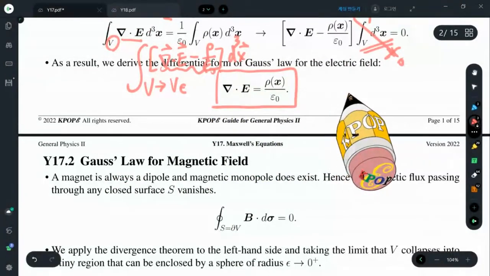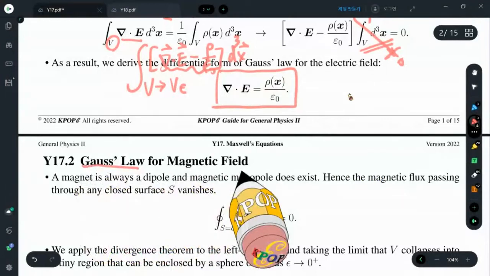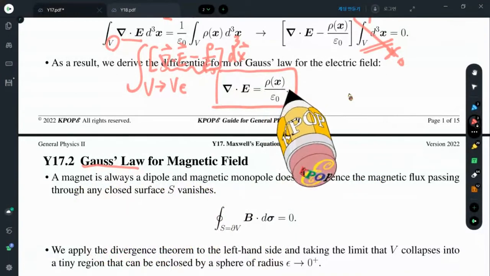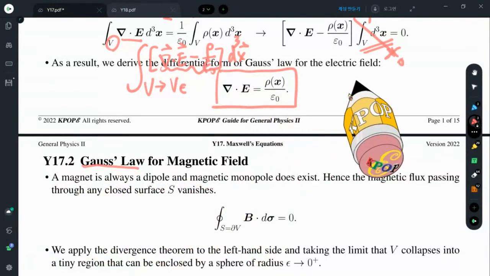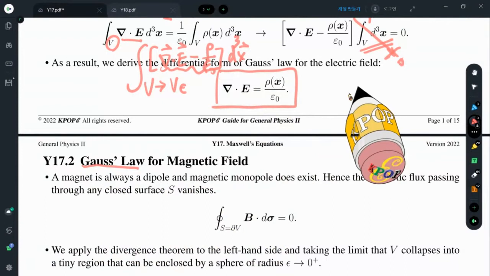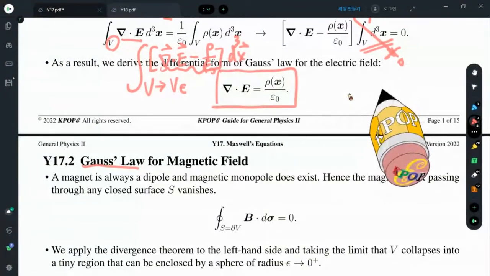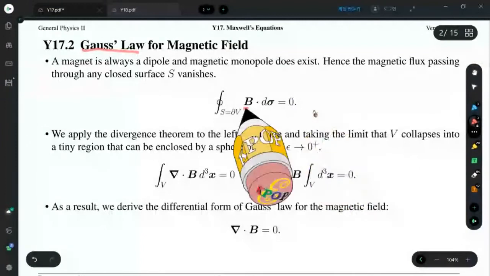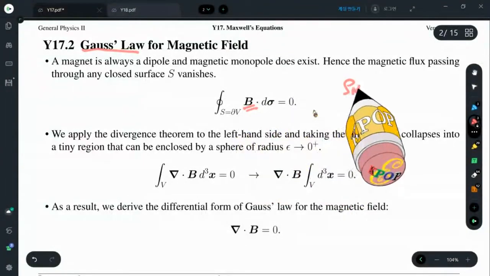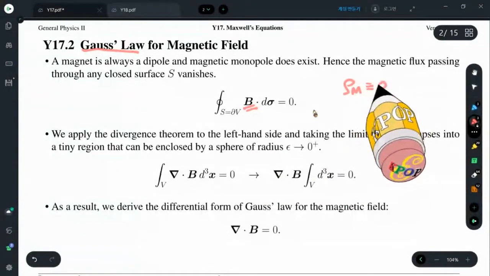We can think of the Gauss law for the magnetic field too. In the case of the electric field, charge density is either positive or negative because there is an electric monopole. Charge can be either positive or negative. However, in the case of the magnetic field, rho m, the magnetic charge density, is always 0.